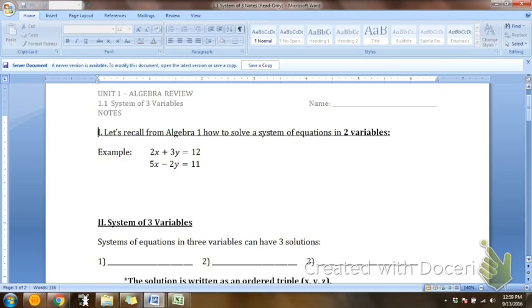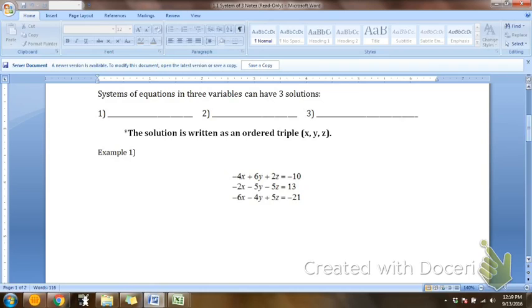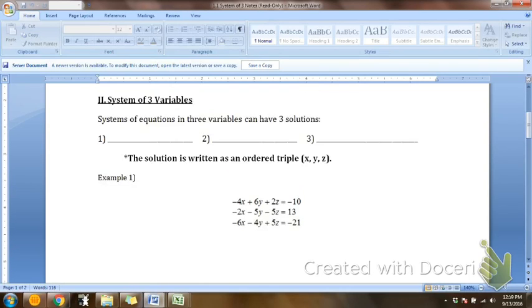Okay, the first type of solution that we're going to have is one that we just talked about, and that is one solution. So where it says number one, that's what you're going to write. One solution goes right here in this blank. And if you have one solution, that means it's going to look like an XY pair.